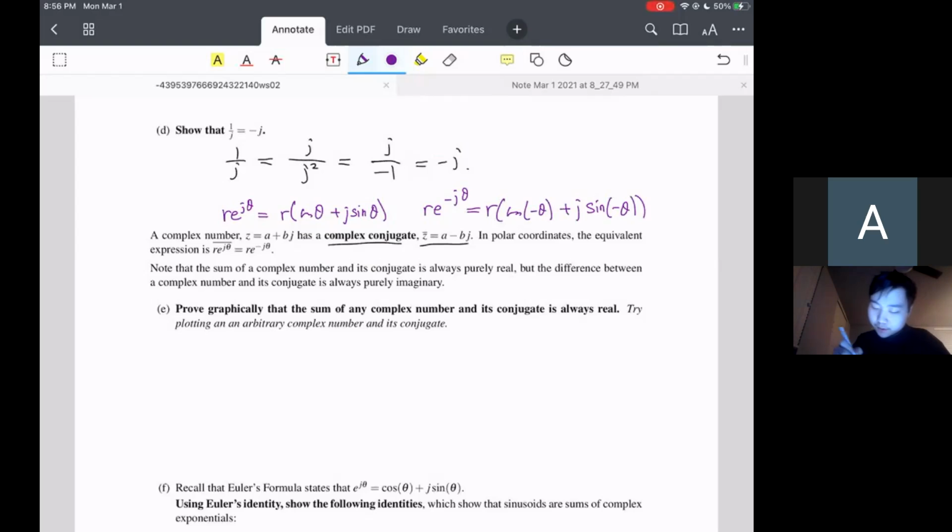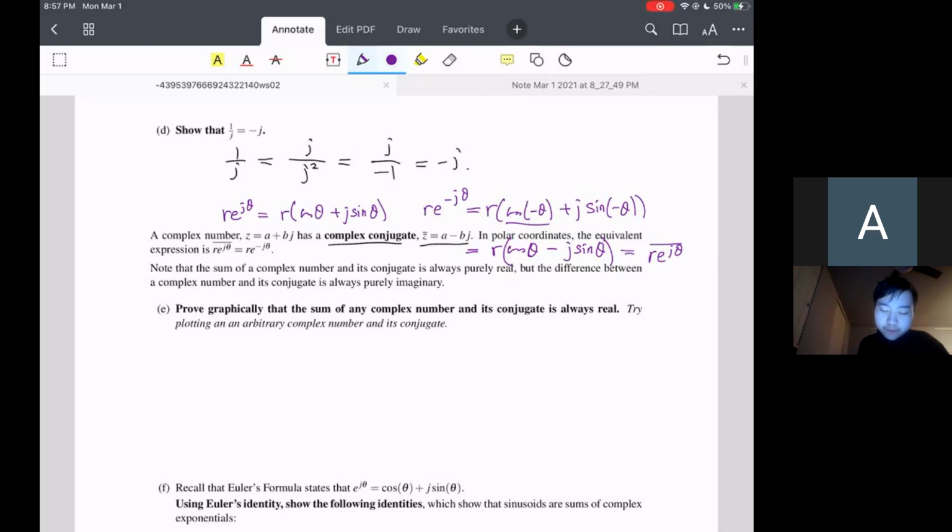Okay? And since cosine of negative theta is equal to cosine of theta, and sine of negative theta is equal to negative sine of theta, we see that this is equal to r cosine of theta minus j sine of theta. And so it is the conjugate of r times e to the j theta. So in polar coordinates, the equivalent expression is: the conjugate of r times e to the j theta is equal to r times e to the negative j theta.